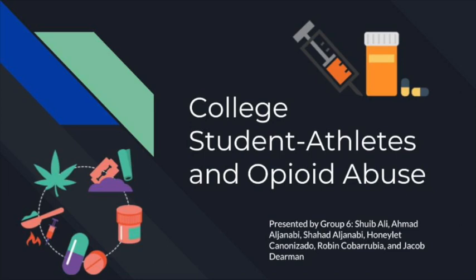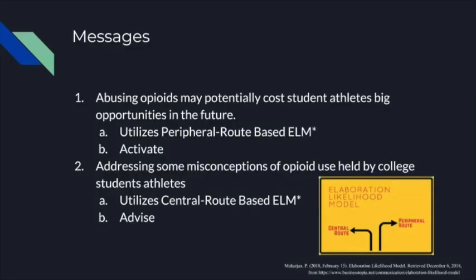We are Group 6, and we will be exploring the relationship between college student athletes and opioid abuse. Our first message will be illustrating to our target audience how abusing opioids may potentially cost an athlete big opportunities in the future. This message involves a heat-based appeal. This will be a loss frame message because abusing opioids may lead to the loss of the benefit of becoming a professional. The campaign objective we will be fulfilling is activate.